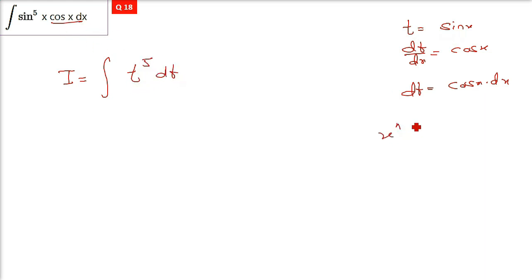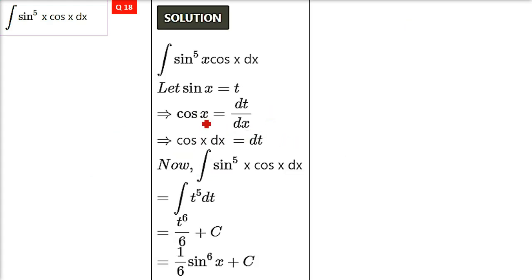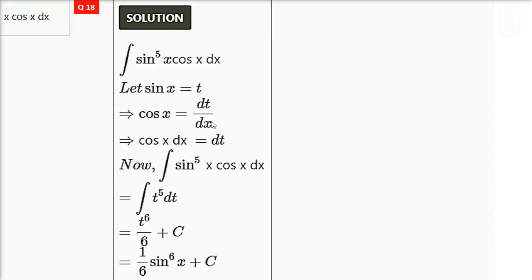Now when you integrate x raised n dx, it will be x raised n plus 1 divided by n plus 1, with the integration sign removed. So t raised 6 by 6, along with the constant of integration. T will be replaced by sin x now. It will be sin x to the power 6, times 1 by 6, plus constant of integration. This is your final result. And this is how you are going to write it.